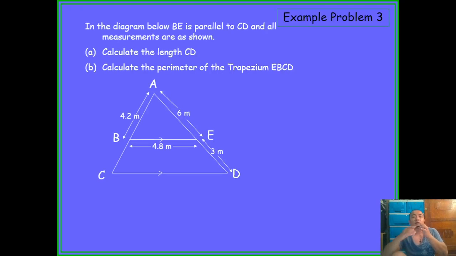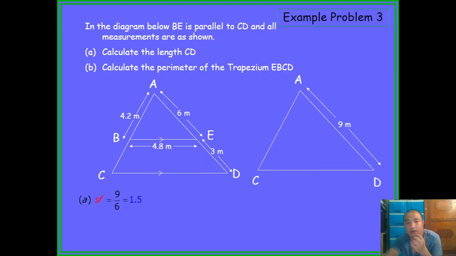In the diagram below, BE is parallel to CD and all measurements are shown. So AB 4.2 meters, AE 6, ED 3, 4.8. Calculate the length of CD. Scale factor. So 9 over 6 is 1.5. That is the scale factor. So to solve for CD, multiply 4.8 by 1.5. 7.2 meters. Tapos na diba?